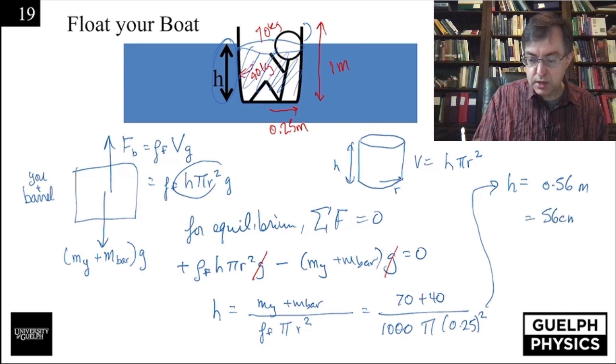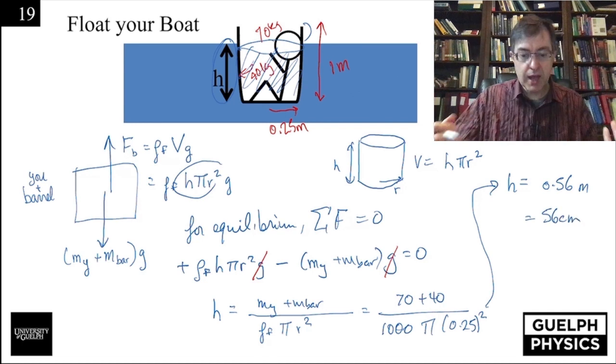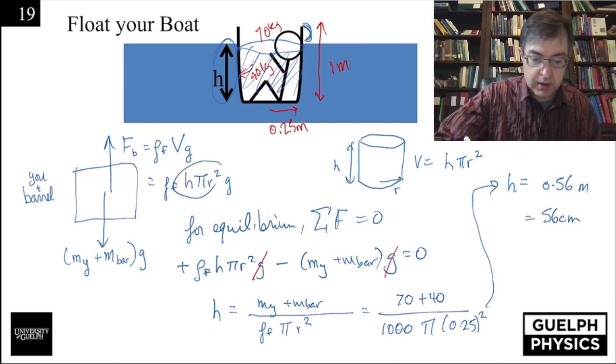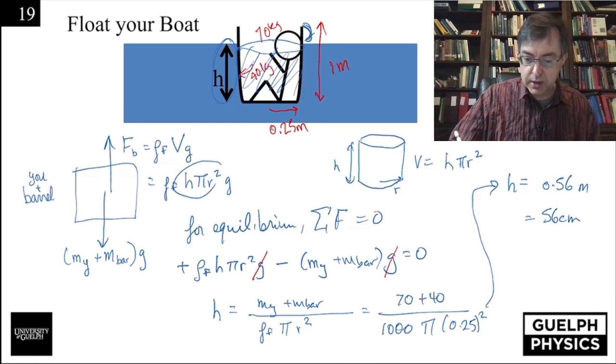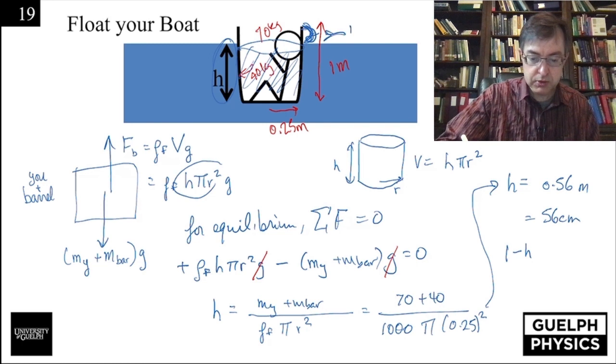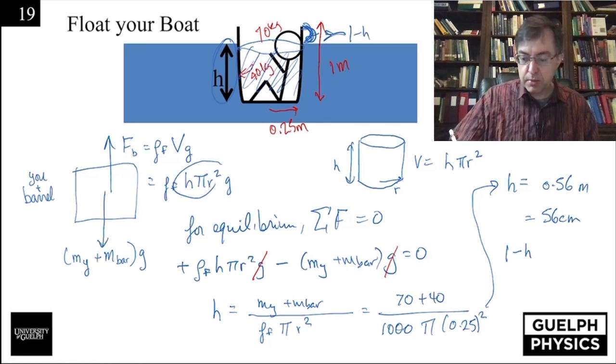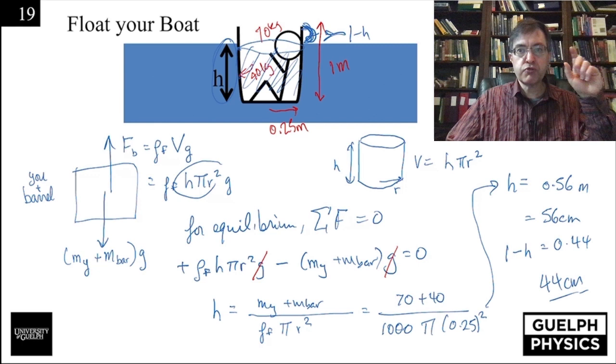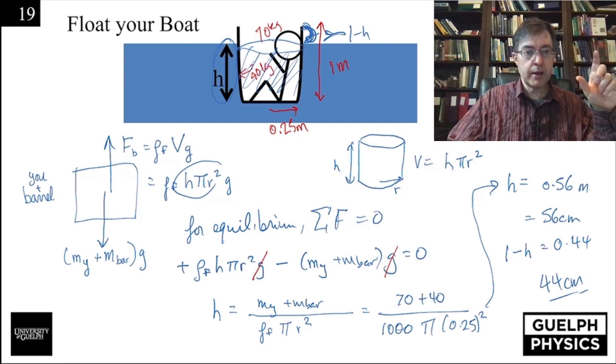which is 56 centimeters. Now, the question asks actually for this little bit, not h, but I do know that the answer is 1 meter minus h. That's what this little bit up here is. This is 1 minus h. So 1 minus h is 0.44 or 44 centimeters. Okay, so the lip of the barrel is 44 centimeters above the water.